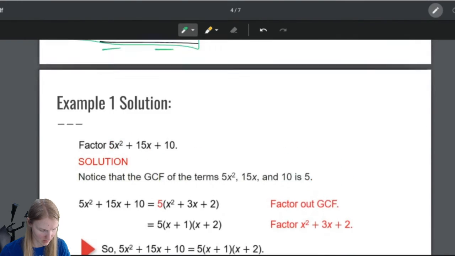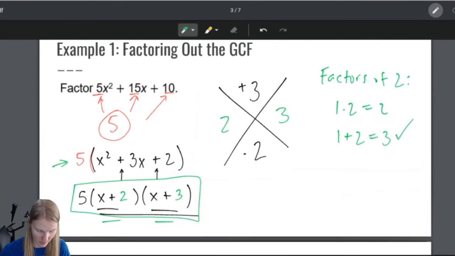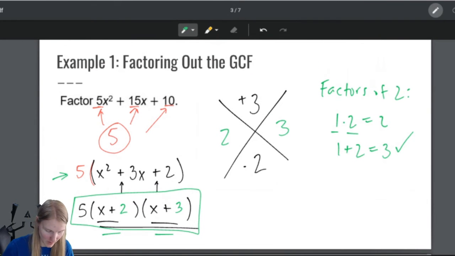Beautiful, beautiful. Oh, wait a minute. We put 3. Oh no, oh no. 1 and 2. Oh my goodness. This should be a 1, not a 3.